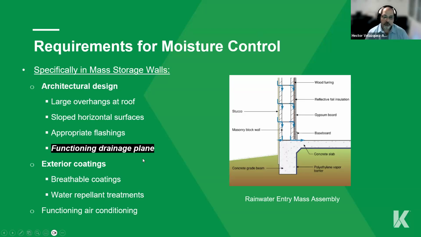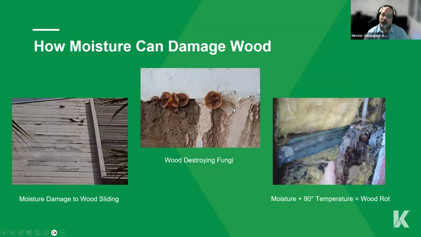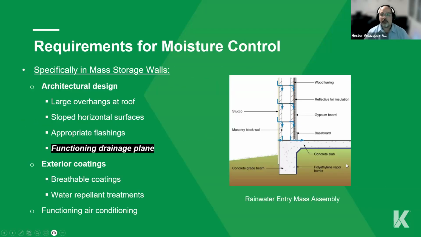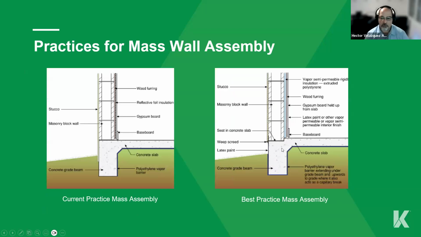So exterior coating should be breathable coating, water repellent treatment, and functioning air conditioning. Those are critical to avoid getting that moisture inside, to avoid getting wood destroying fungi or damage to the wood siding or wood rot, or even you're going to get mold inside if you don't have your AC at a particular temperature.